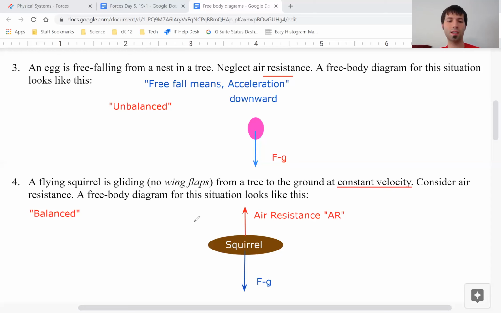So this diagram is complete because there's no other forces mentioned in this scenario. We don't need to draw anything else.